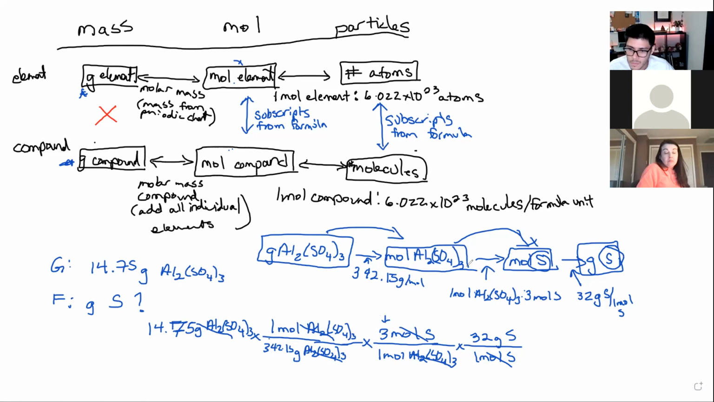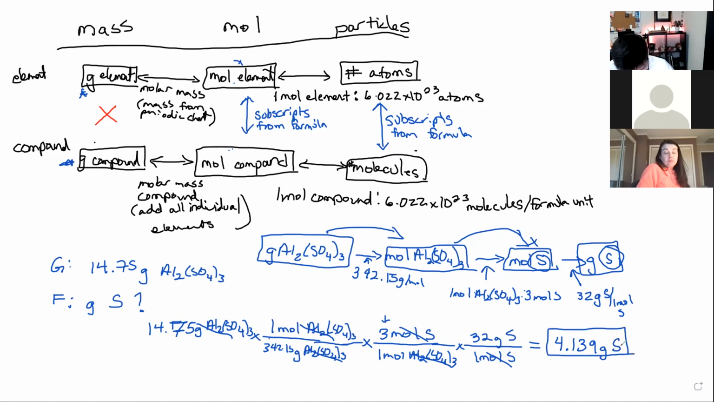We get our 14.75. I'm going to multiply it by a 1, multiply it by a 3, multiply it by 32. And then the only thing in the denominator that is a divisor of any value is that 342.15. Okay. So I end up with a mass value of 4.139 grams of sulfur.